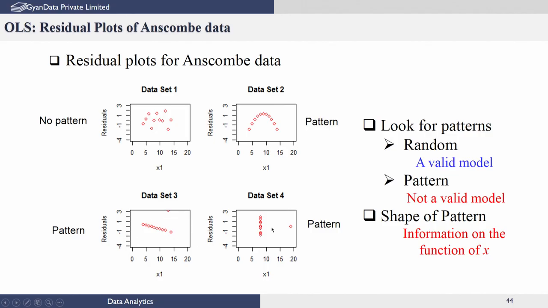For data set 4, again there is a distinct constant pattern, and therefore we can conclude that a linear model should not be used. In fact, no model should be used between x and y, because y does not seem to be dependent on x here.